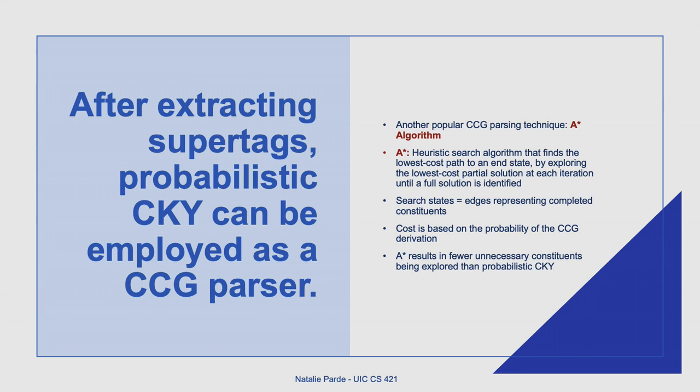The search states, when using A-star for parsing, are edges representing completed constituents, and the cost is based on the probability of a CCG derivation occurring. A-star results in fewer unnecessary constituents being explored than probabilistic CKY, making it an efficient and effective alternative for CCG parsing.